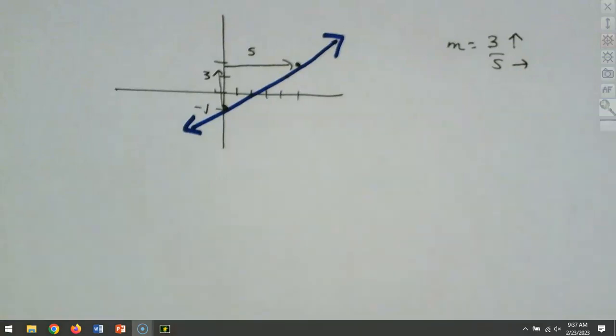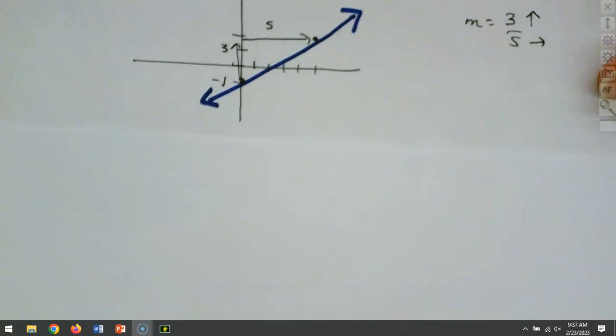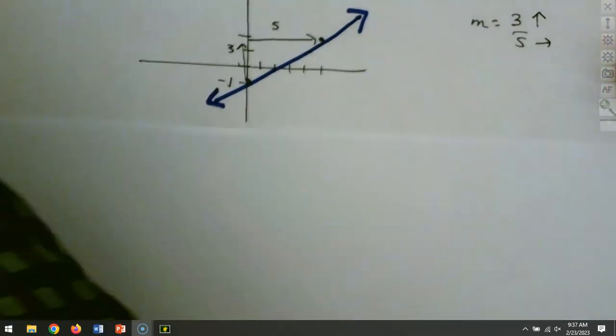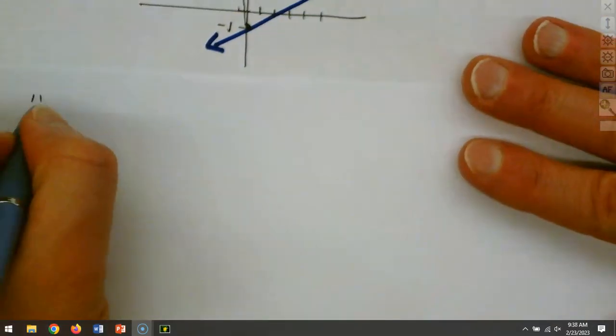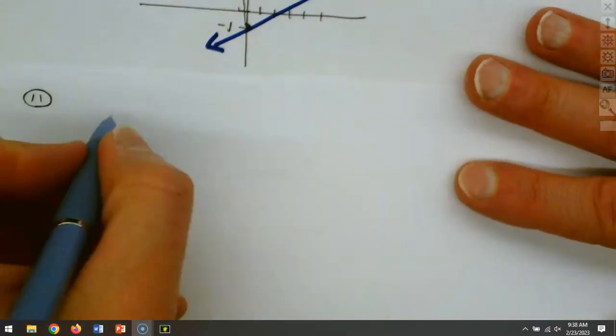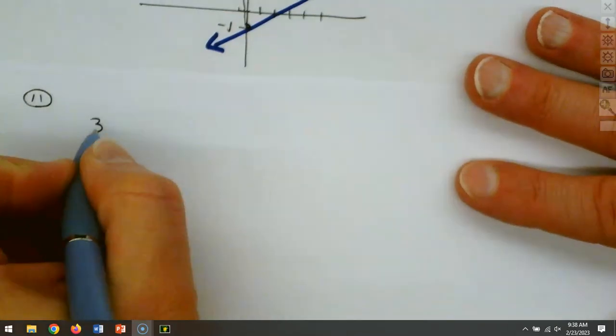These do not have to be perfect graphs. We're not using a computer. We're just sketching these by hand, so we just kind of get an idea. And in your homework, you have graph paper, so that makes it easier for you. Now, 11 is very, very similar. So let's make sure we know how to do 11 as well.